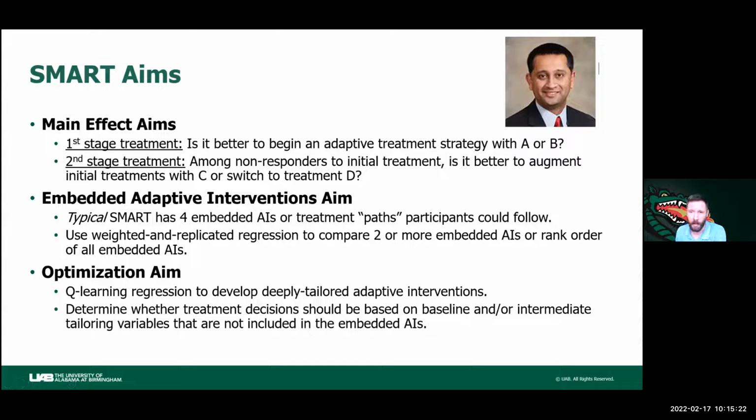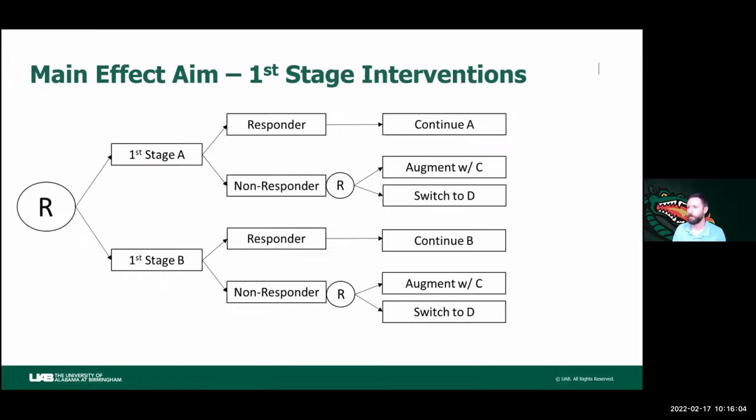The third SMART aim is called the optimization aim, and is where things start to get really interesting, right? It's also important to note here that this aim is going to be exploratory and hypothesis generating rather than truly hypothesis testing. So the optimization aim uses a multi-step regression technique called Q-Learning Regression and has an overall goal of developing deeply tailored adaptive interventions. The objective here is determining whether treatment decisions ought to be based on baseline and/or intermediate tailoring variables that are not otherwise included in the embedded AIs of the study. And I'll spend the next series of slides trying to depict these aims within this general study schematic. So try to bear with me.